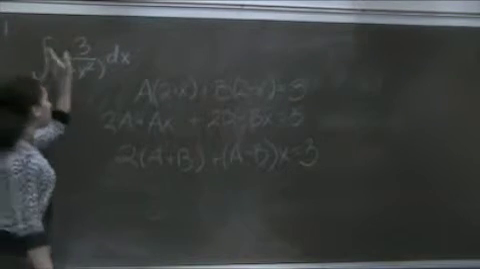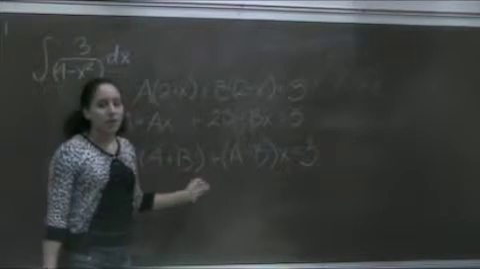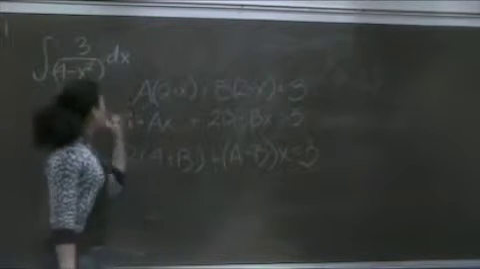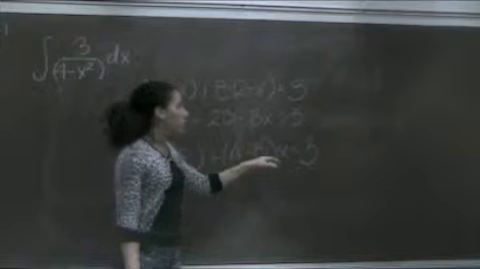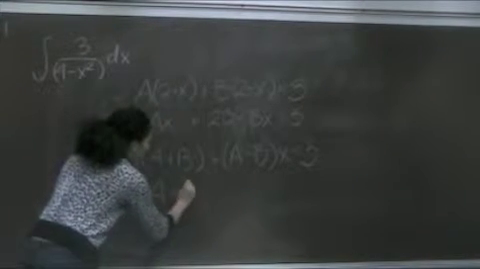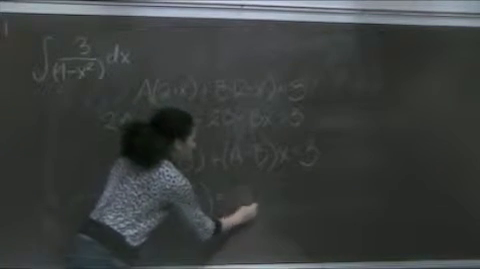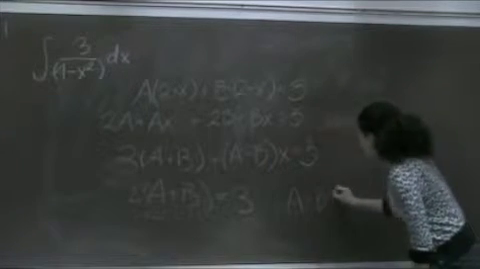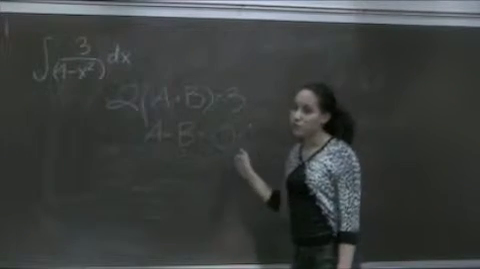Now we can set up a system of equations because we know that in the numerator of our original fraction there's a 3. So the 2A plus B, since the A and B are going to be just numbers, is going to be equal to 3. And since there are 0 x's, the A minus B is going to be equal to 0. So we know that 2A plus 2B is equal to 3, and A minus B is equal to 0.